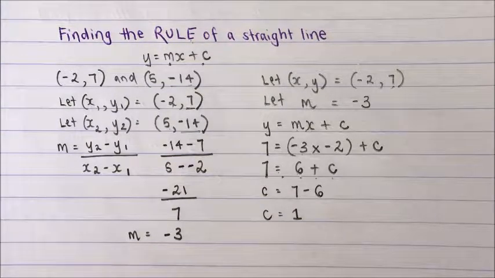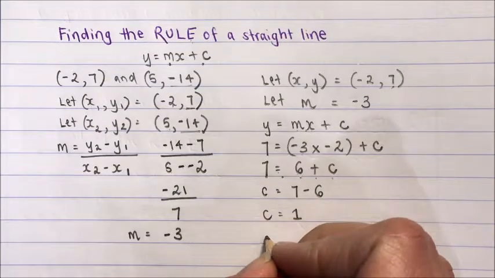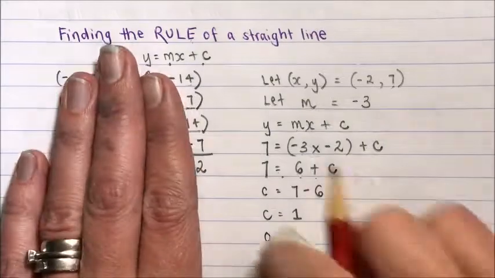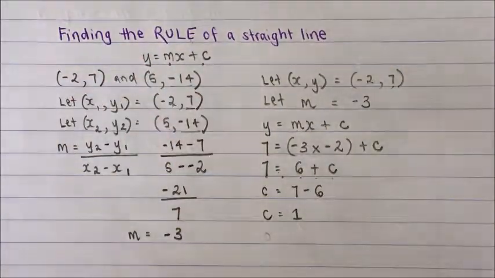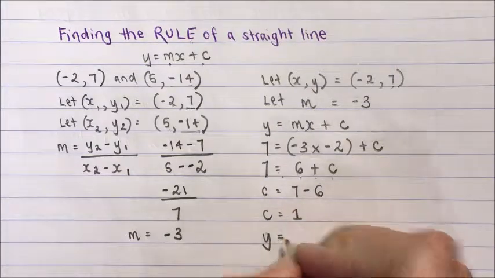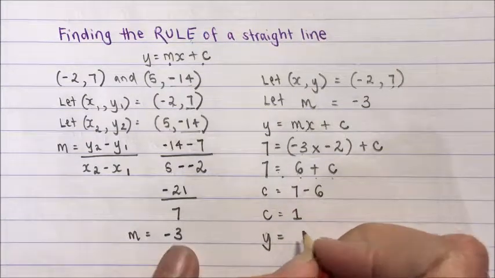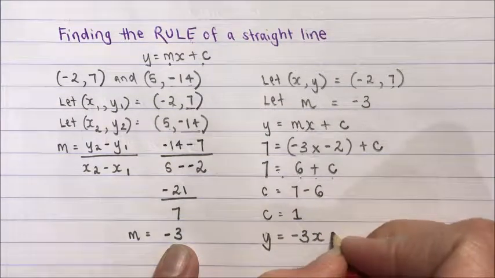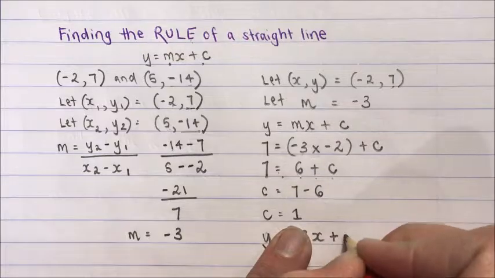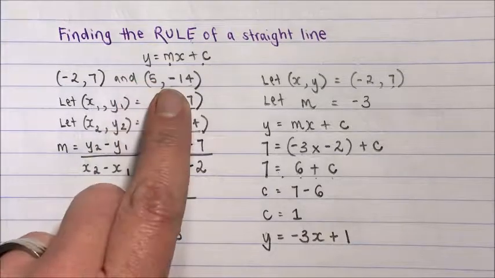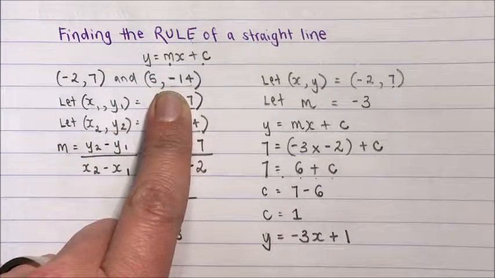So the rule for this line, the nature of the relationship between the x and the y coordinate, is that y is equivalent to m times x plus c. Excellent.